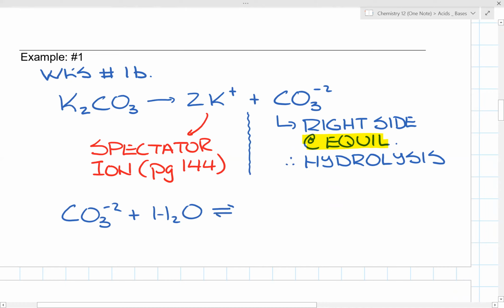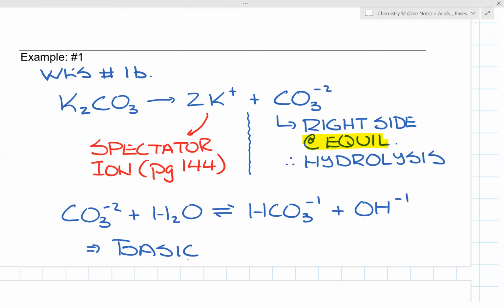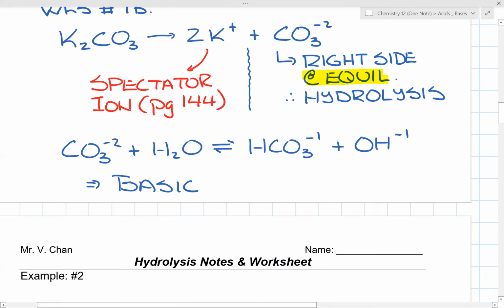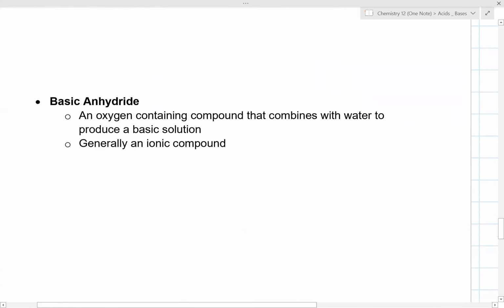What you get is HCO3 minus 1 and OH minus 1. And since OH minus 1 is produced, this would be basic. Now, pretty straightforward. Now, when you take a look at the worksheet, let me see if I can scroll down here without messing up.